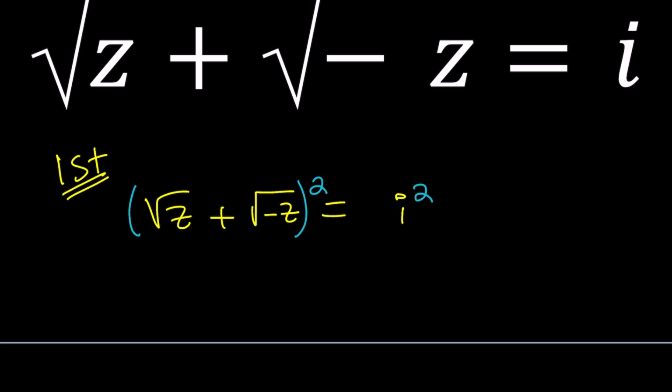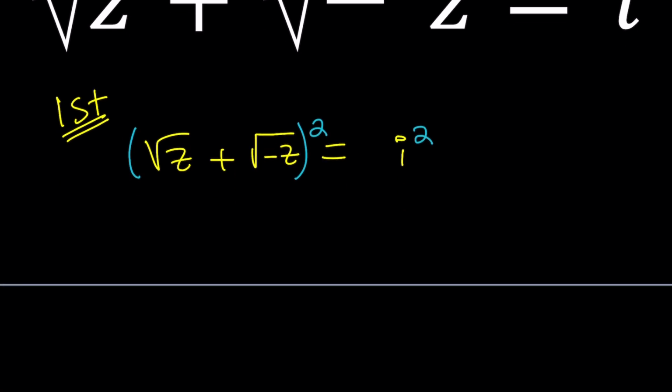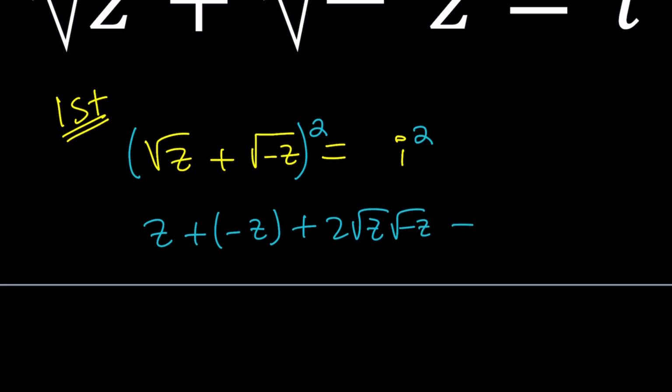Also there's some argument about whether this problem is valid, because what do you mean by square root? That's another thing we're going to talk a little bit about. Anyway, if you square both sides, something interesting is going to happen. You're going to get z, you're going to get negative z, and then plus 2 times the square root of z times the square root of negative z equals i squared, which is negative 1. Something interesting, I said, because z and negative z cancel each other out.